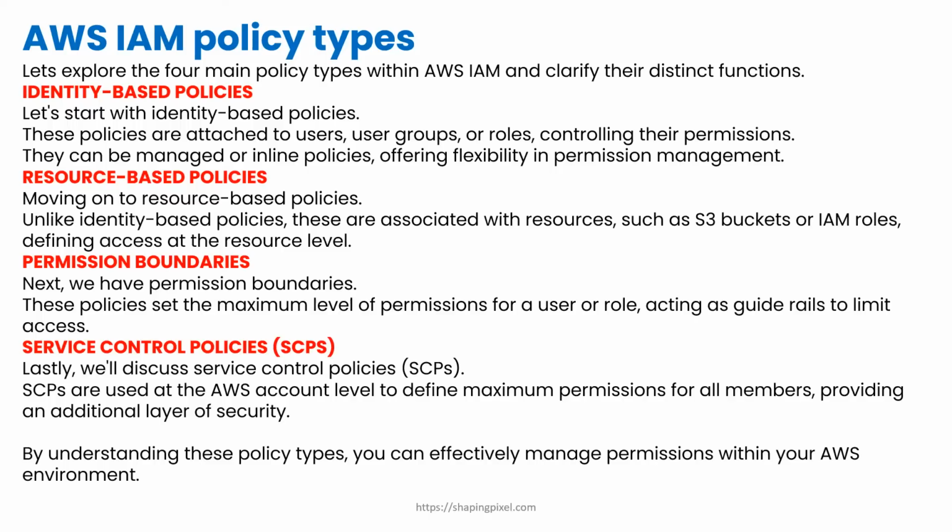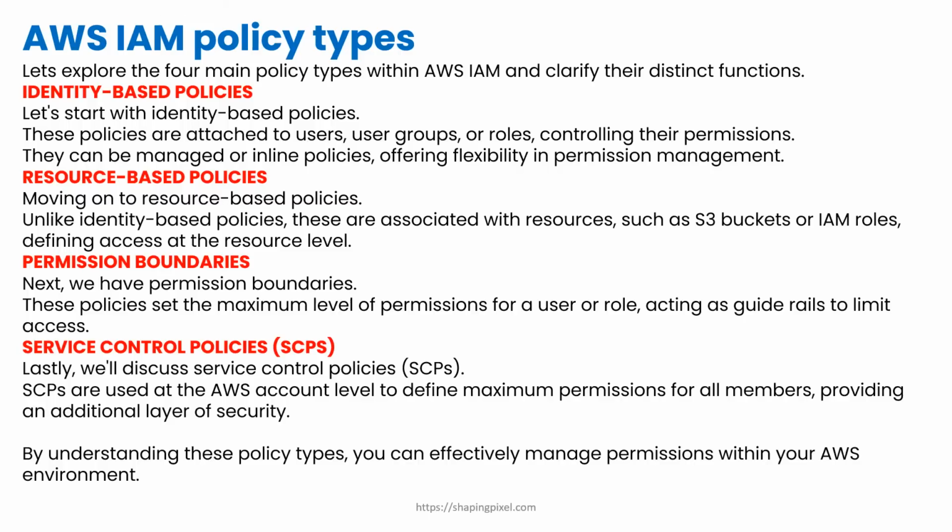So, let's dive into AWS IAM policy types. Let's explore the four main policy types within AWS IAM and clarify their distinct functions. Let's start with identity-based policies. These policies are attached to users, user groups, or roles, controlling their permissions. They can be managed or inline policies, offering flexibility in permission management. Moving on to resource-based policies, unlike identity-based policies, these are associated with resources such as S3 buckets or IAM roles, defining access at the resource level.